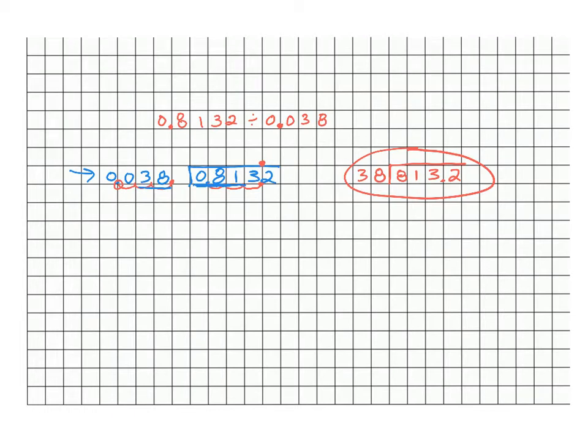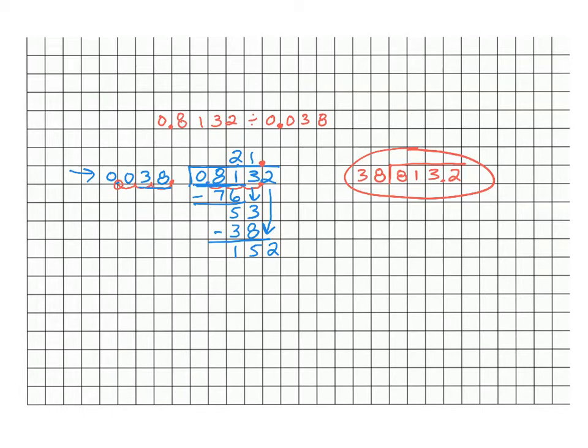How many sets of 38 are there in 81? Well, if you go through and do that, you'll find that there are 2. 38 times 2 gives me 76. So that 76 has to go under the 81 because that's where the 2 went, above that 1. Now I'm going to subtract. 81 minus 76 is 5. I bring down the next number, which is a 3. How many sets of 38 are there in 53? There's 1. 38 times 1 gives me 38. I subtract, and I get 15 when I go through the subtraction process. I'm going to bring down the next number, which is a 2.